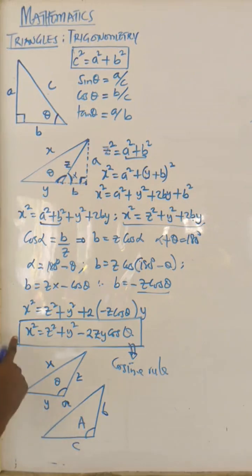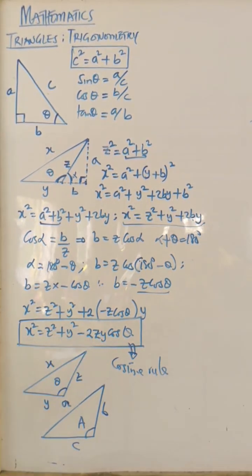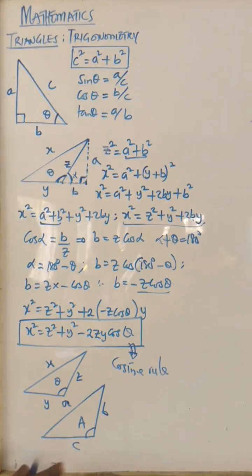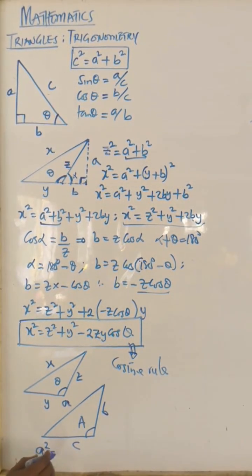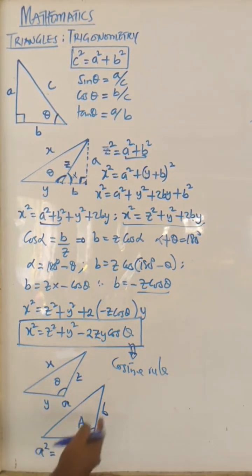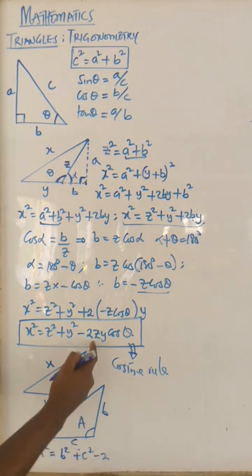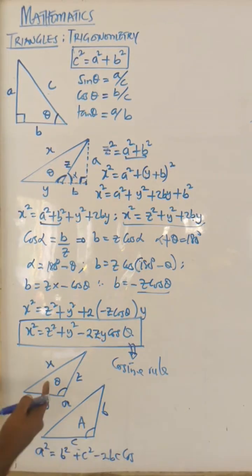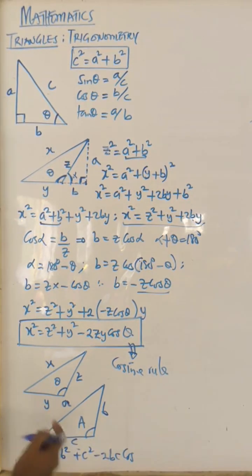From here, we can follow the same pattern. Following this pattern, we can also write that instead of X here, we can say A squared equals, instead of writing Y or Z, B squared plus C squared minus 2BC cos theta. Down that face X, we say down that face A is what?